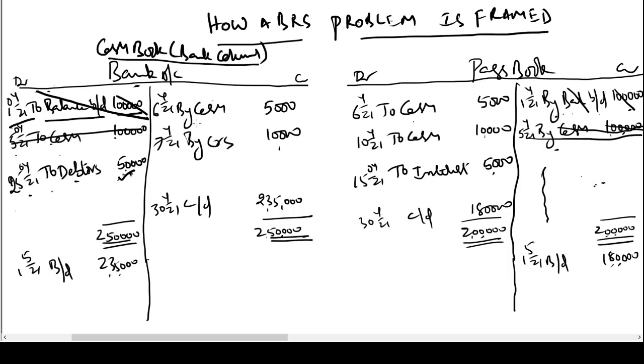Now come to the credit side of the cash book. By cash 5,000. We have withdrawn cash from the bank.